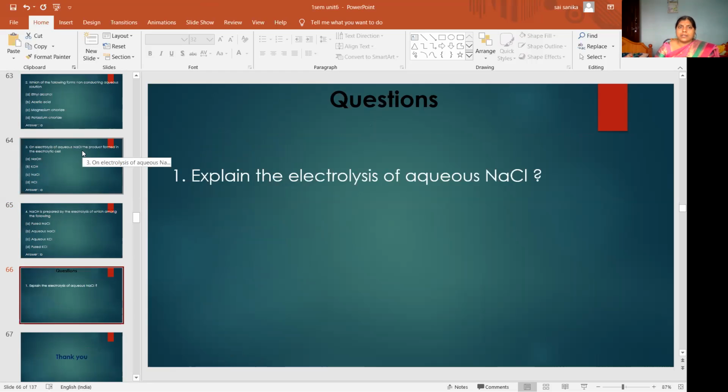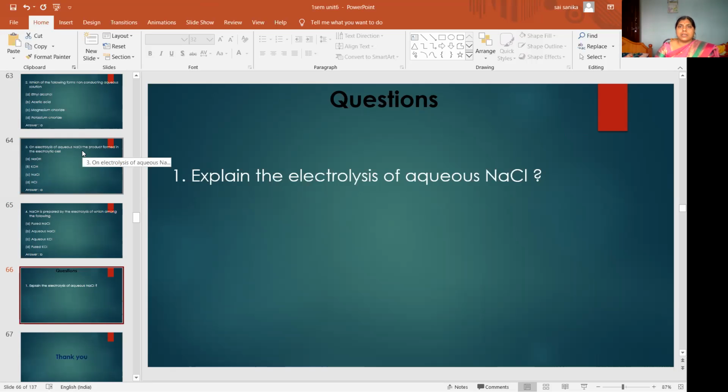Already I told you this for the electrolysis of fused NaCl also. If you get a question like this, it is for 5 marks. First you have to explain the construction of the electrolytic cell with this solution. In one beaker, aqueous NaCl solution is taken as electrolyte. In that solution, two electrodes are dipped and these two electrodes are connected to the two poles of the battery. Two metal rods, you have to say.